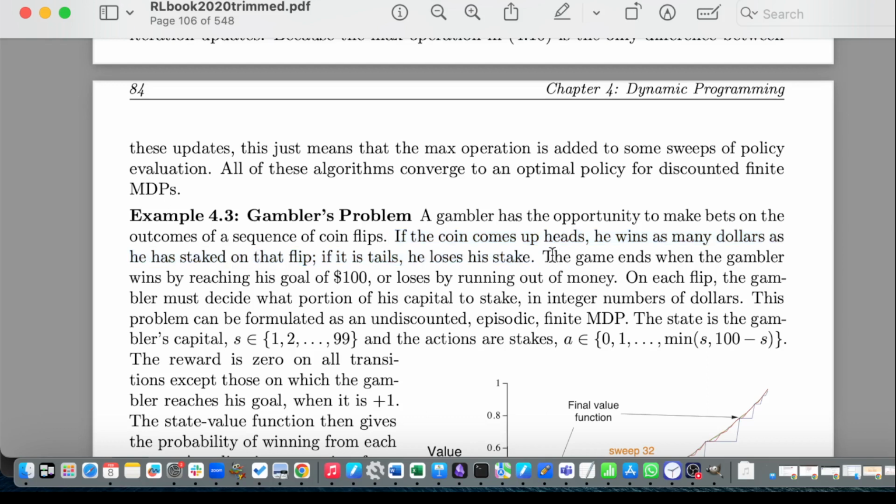The game ends when the gambler wins by reaching his goal of $100 or loses by running out of money. So again, the gambler is going to keep playing until they reach a terminal state of their goal. In this case, they said it was $100, or 0. If you reach 0, you're done. If you reach $100, then you leave the casino and you're happy. On each flip, the gambler must decide what portion of his capital to stake in an integer number of dollars. So we're going to say you have to pick an integer number of dollars.